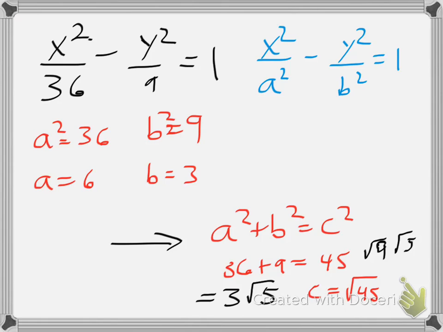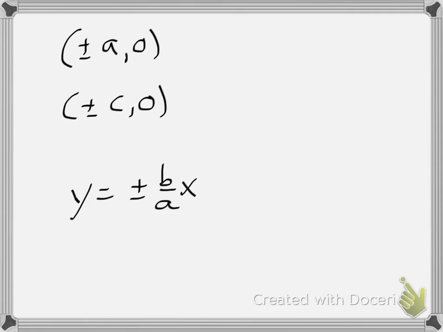So now I have a value for a, b, and c, which means I can find my vertices, my foci, and the equation for my asymptotes. Using the general form, since we have x squared and y squared, there's not an x minus anything or y minus anything in a quantity, we can assume that the center of this hyperbola is at 0, 0.